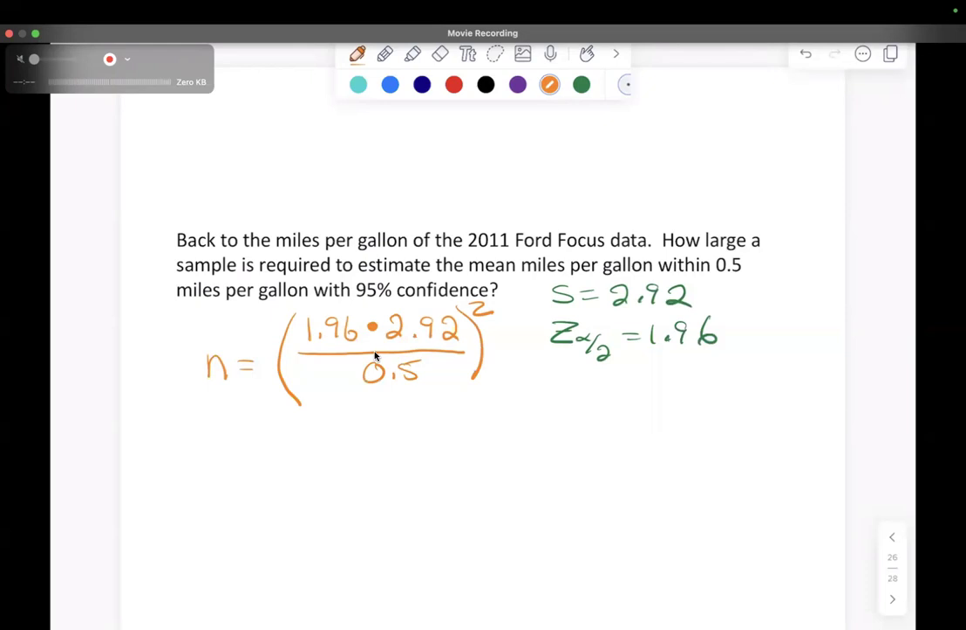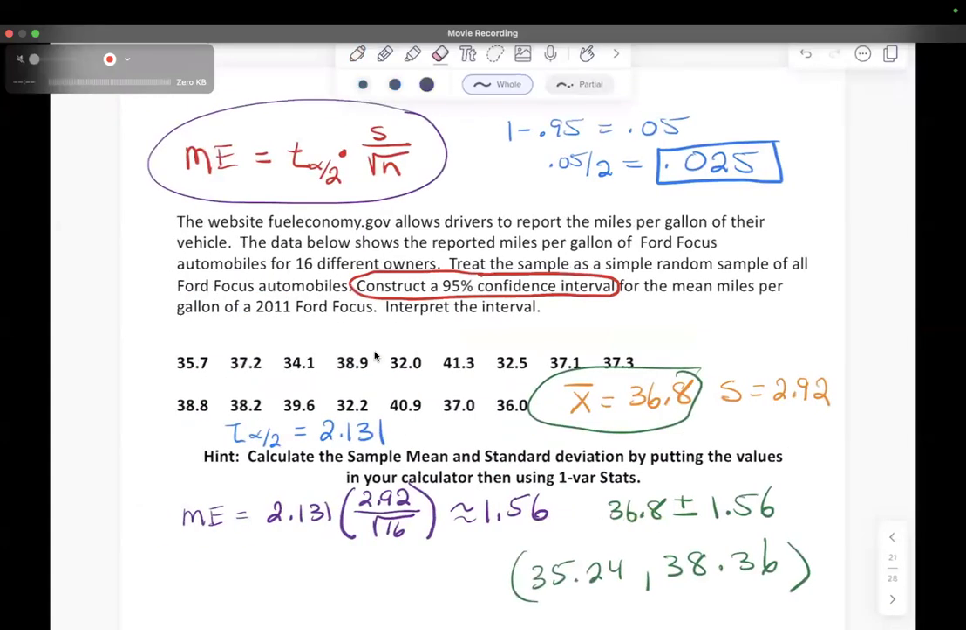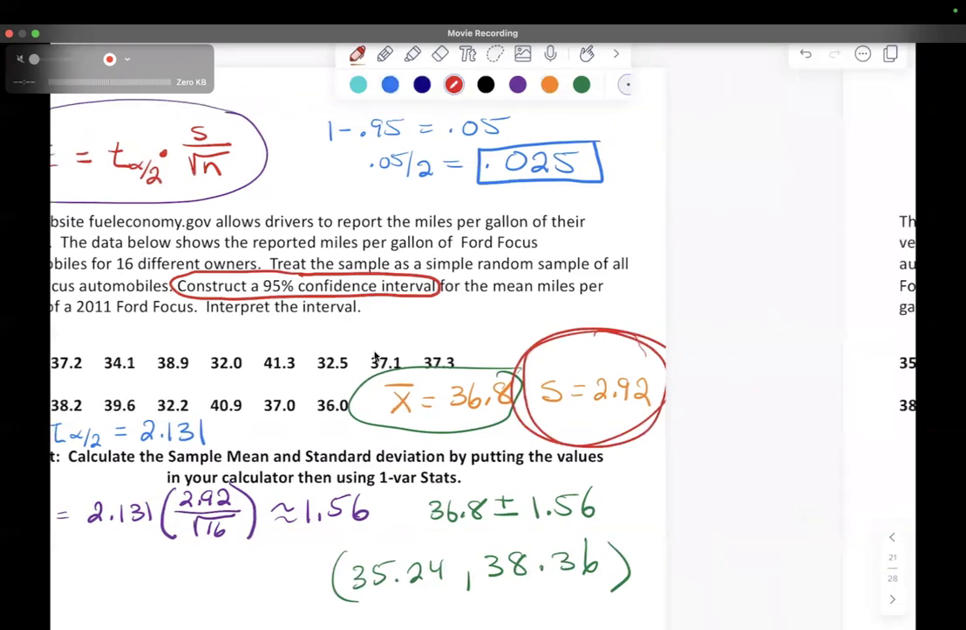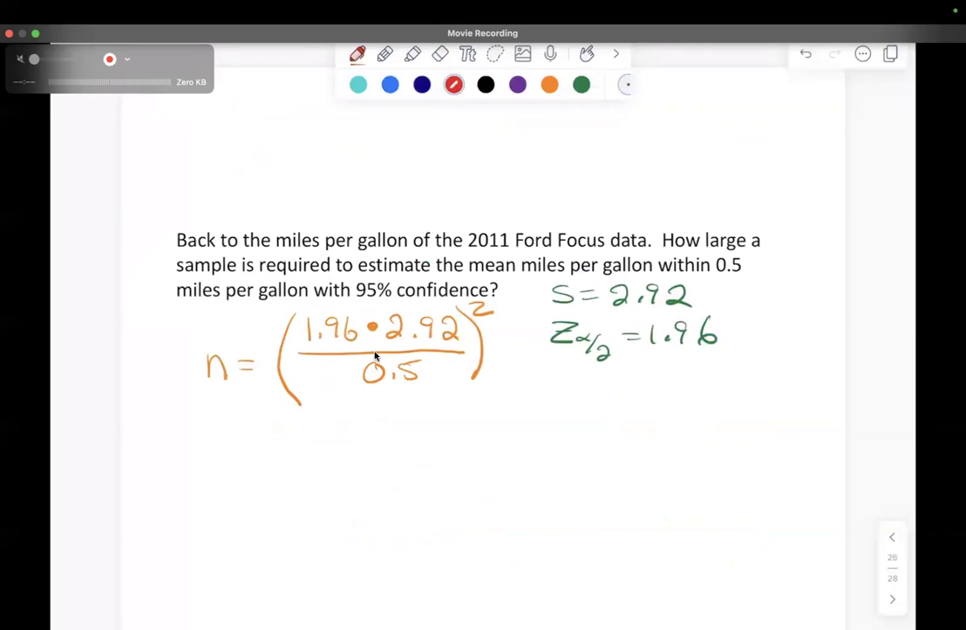Don't forget to square it. Where did we get the 2.92 from? That's the standard deviation from back here, because this is the same data that we already used. It's our standard deviation right here. Whoops, I just erased things. See here, the standard deviation that we calculated in our calculator with one of our stats. Oh, so it came from this example. Yes. I just went back to the previous example and grabbed the information.